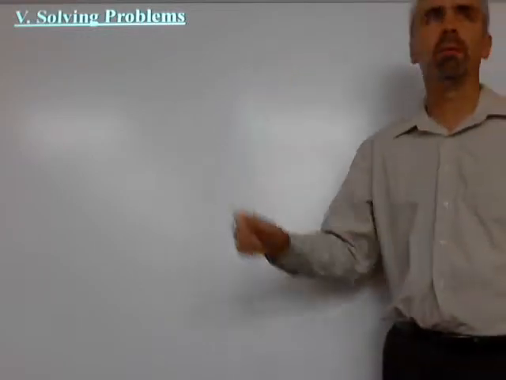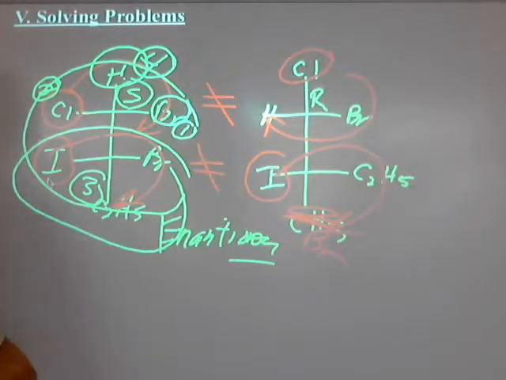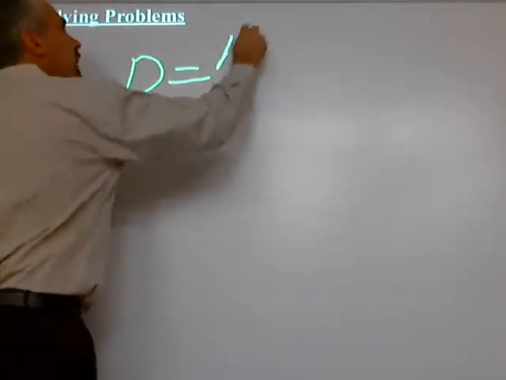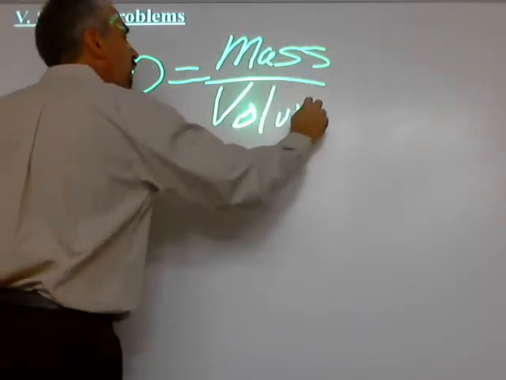Same thing's true with density problems. Density problems are awfully easy. You've already done one in a previous lab. What's the formula for density? Ooh, look at that. That's what you're going to be doing in Chem 2. Yeah, that's scary. Everybody knows the formula for density. I'll write this down: density equals mass over volume.